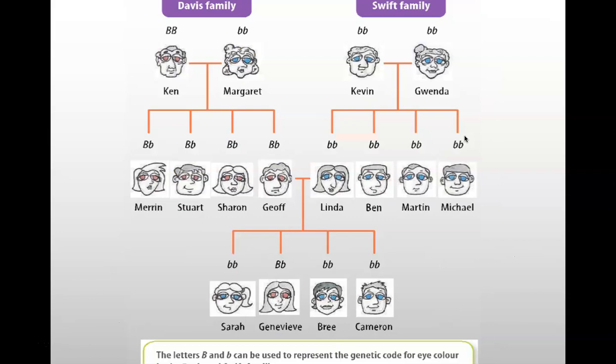Okay, I want you to study this little family tree here. Okay, you can see that the big B for brown eyes and little b for blue eyes can be used to represent the genetic code for eye color in the Davis and the Swift families. And you can see that every time the individual has a dominant allele, the big B, they end up having the brown eyes.